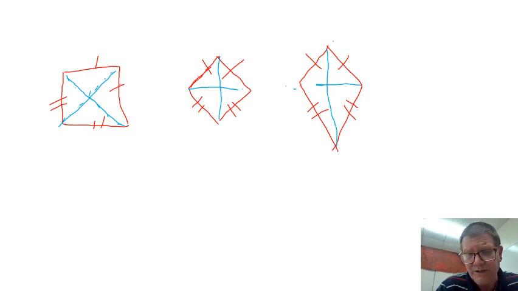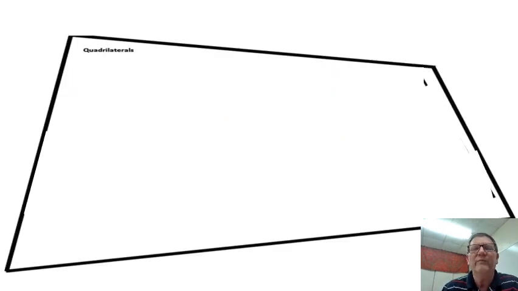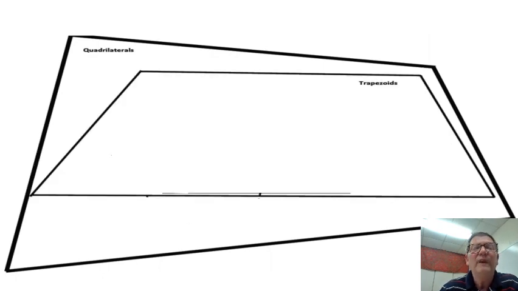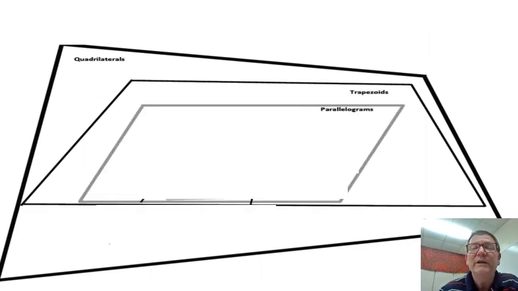All right, let's take a look at this now, and we're going to put a little bit of a chart together. We're starting here. Notice I have a quadrilateral, a four-sided quadrilateral. Inside that quadrilateral, I have trapezoids. A trapezoid has to have at least one set of parallel sides, and you can see here I have one set of parallel sides right there. Inside the trapezoid, I have parallelograms. A parallelogram has to have two sets of parallel sides.